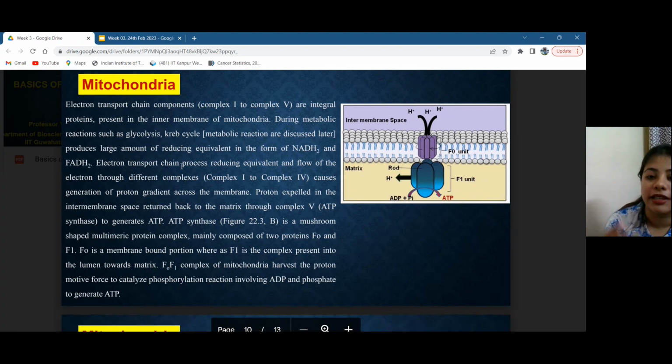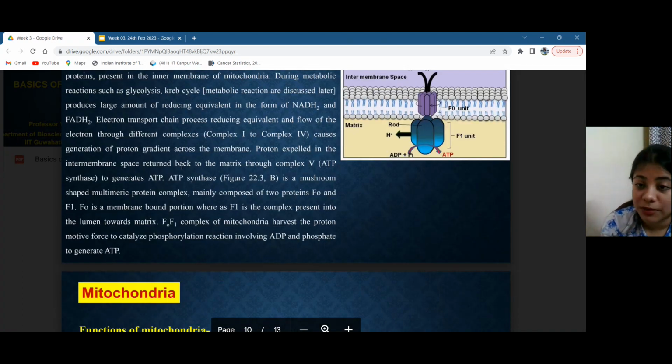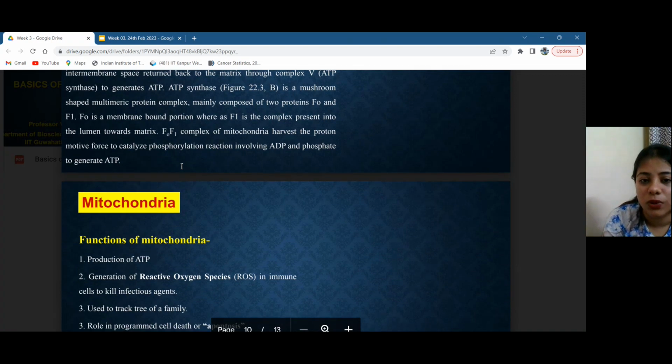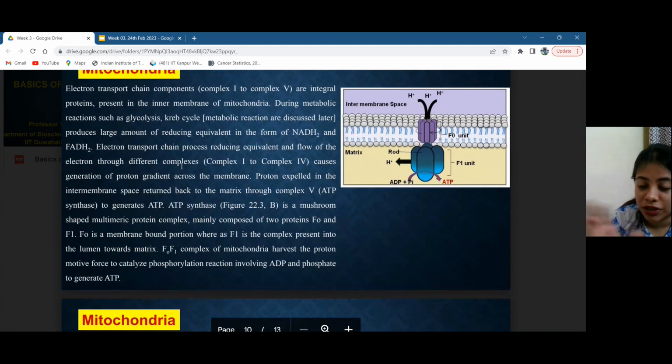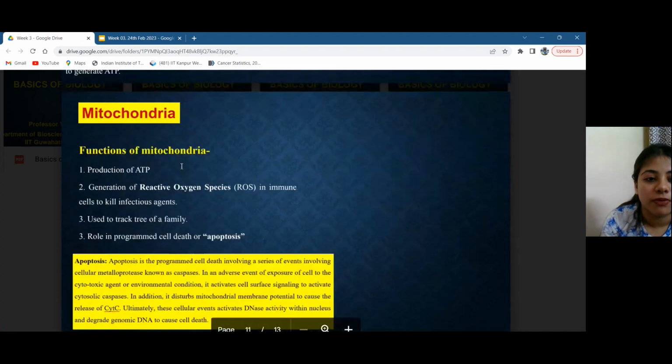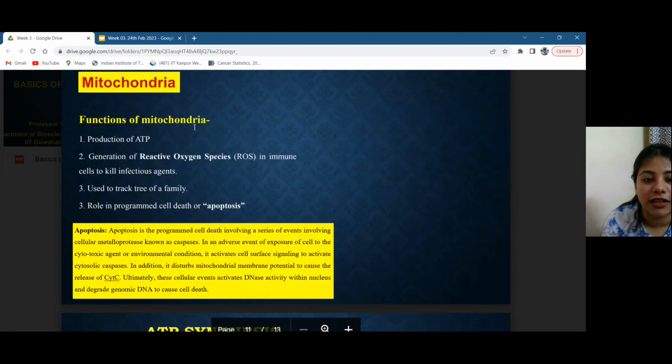So here you'll find the F1 FO ATP synthase, the mushroom-shaped structure that we talked about. The entire process of energy production is carried out in the mitochondria. That is its major function. Then there is generation of reactive oxygen species.